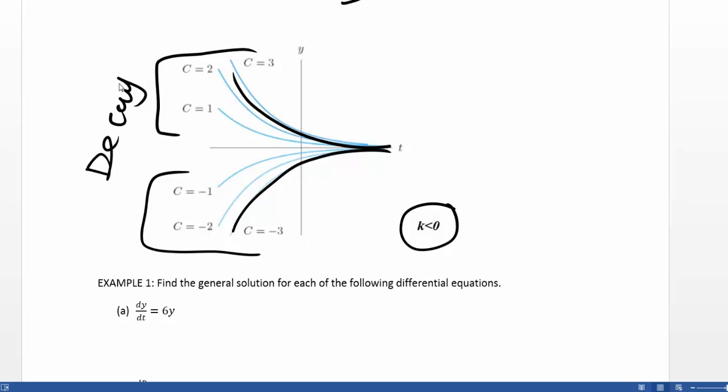So again, k being less than 0 gives us decay, but how that happens and where it starts is all dependent on your value of c. So we might start really positive or really negative depending on c, but either way, our function is going to decay and become smaller and smaller in magnitude. So c and k both impact our function, but growth and decay are dependent on the k value. So let's practice solving some of these equations and make sure we have the general form down to be able to look at these.